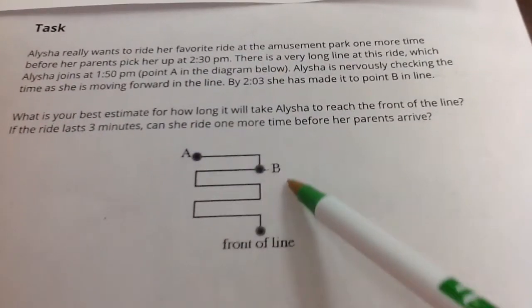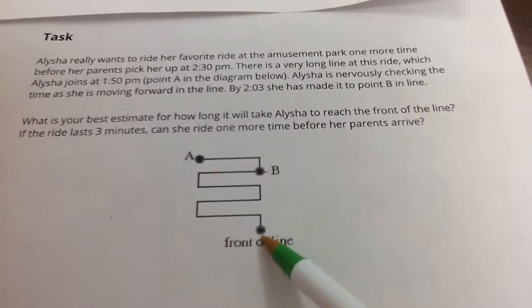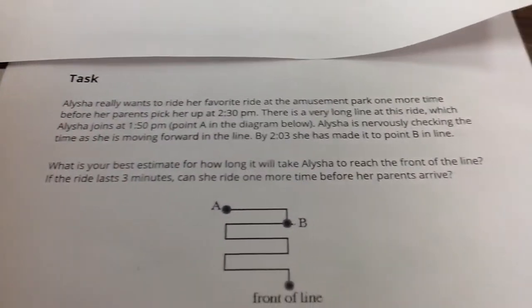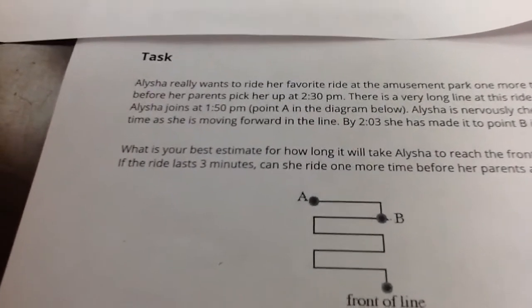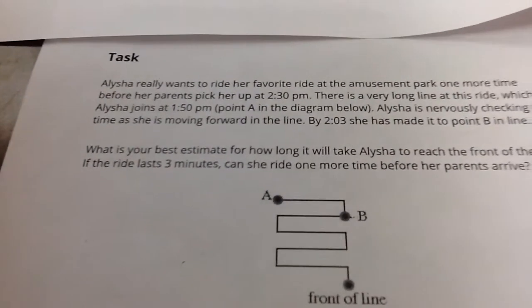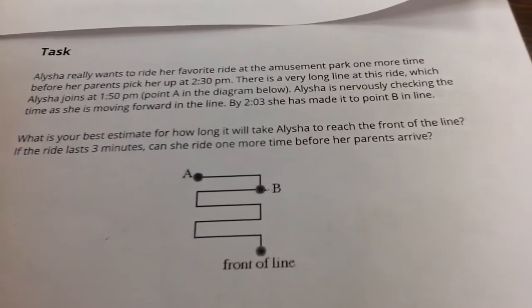So here's the line, zigzag line, and here's the front of the line. So that's the first question we're going to answer. Then it says if the ride lasts 3 minutes, can she ride the ride one more time before her parents arrive?